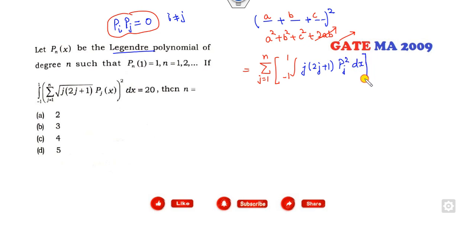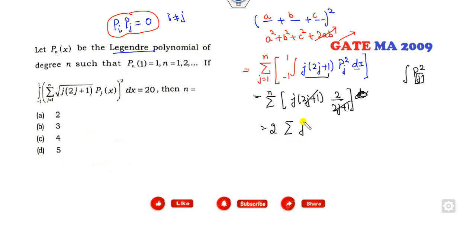Fine. Now we have to integrate with respect to x, so this value is constant and comes outside. What is that? j times (2j plus 1), and the remaining part is the integration of Pj square. And what is the integration of Pj square? 2 over 2n plus 1, so 2 is outside, and the summation of j from 1 to n. So what is the answer of this? n plus 1 over 2.